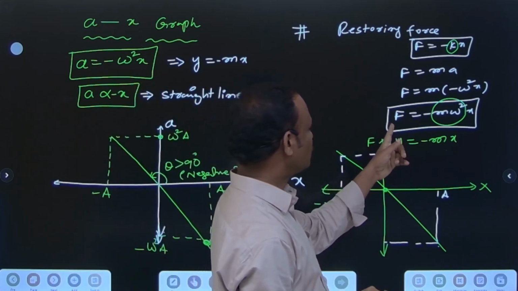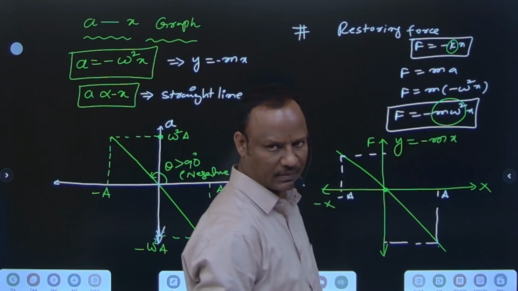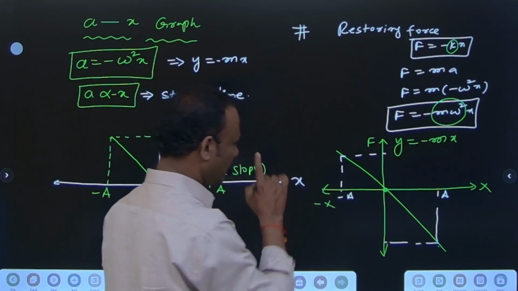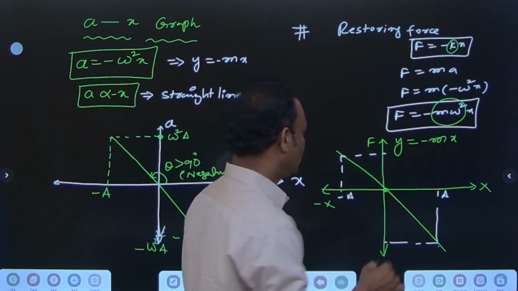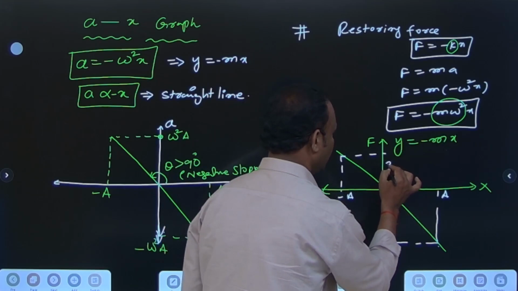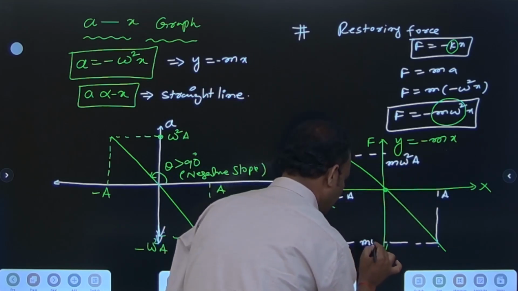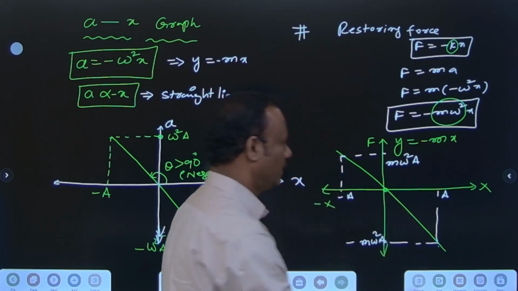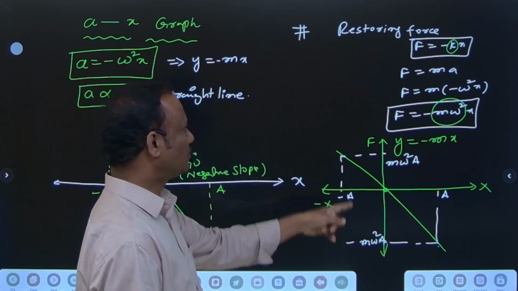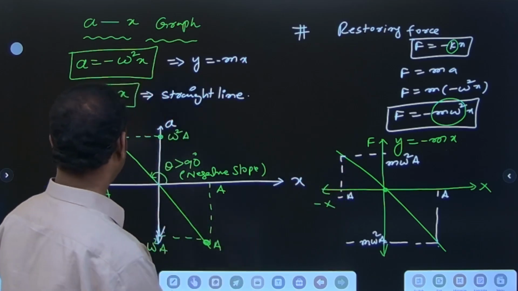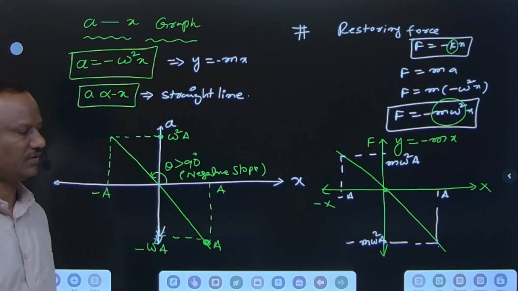F is equal to minus m omega square x. So in place of x, if I substitute A, what is that? M omega square A, and minus m omega square A is the relation. So the graph between restoring force versus position and the graph between acceleration versus position are similar graphs, right?